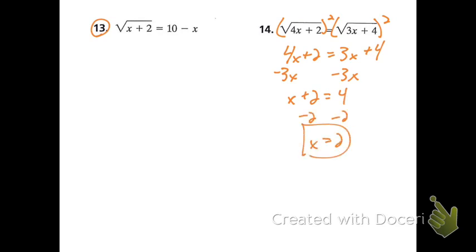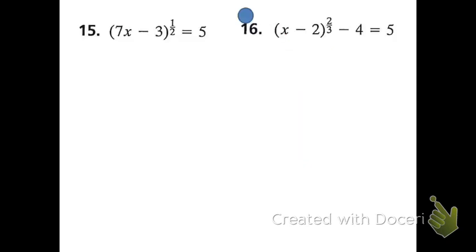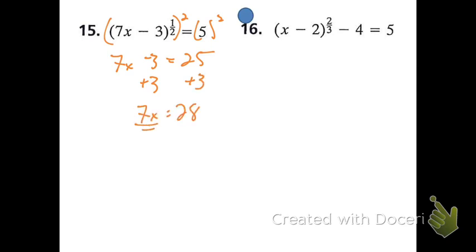All good things there. All right, so skip number 13. I'll have to remember that. All right, so I'm going to take each side to the second power to get rid of that 1/2. I get 7x minus 3 is equal to 5 squared, which is 25. Then I'm going to add 3 to both sides. 7x is equal to 28. Divide both sides by 7. And you get x equals 4. Done.